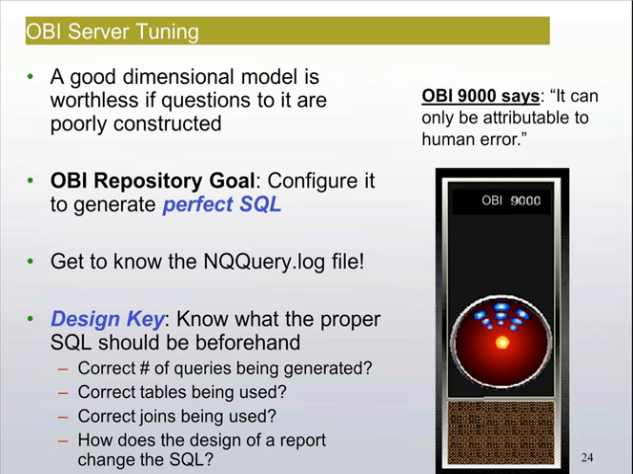And it's going to be very important that you get to know the NQ query log file and get to know your SQL, right? So when we build a report, or when we're building out our repository and we're doing some unit testing, when we run a test query, we should know precisely what the SQL should be before we even look at it. And this is a key thing to being an OBI architect. We must know the answer before we go and take a look at it. Are we using the correct number of queries? Are the right tables involved? Do we have too many tables? Right? Do we have the right joins?